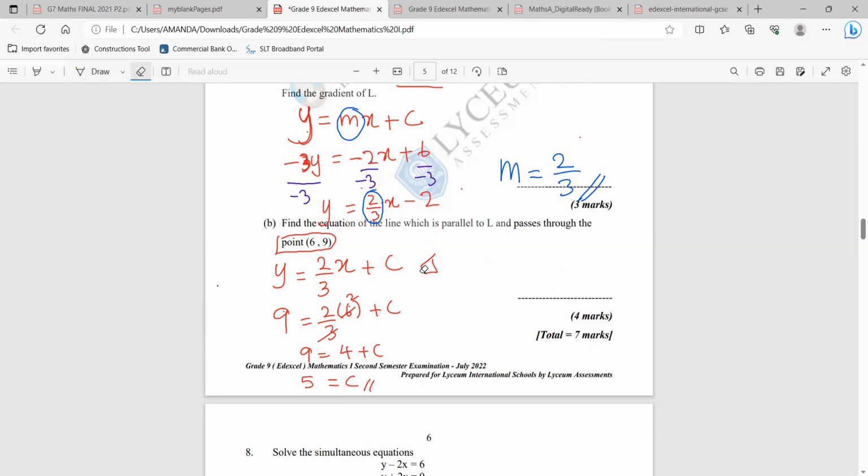So we can simply write this formula. The required answer is going to be, let's put c into the formula and complete the answer. So y equals 2/3 of x plus 5. You get 4 marks for doing that.